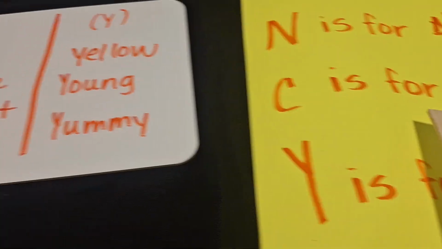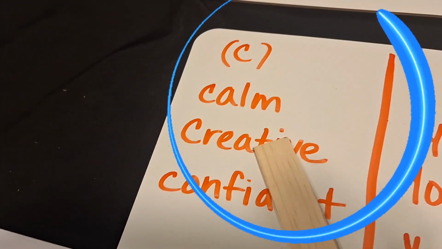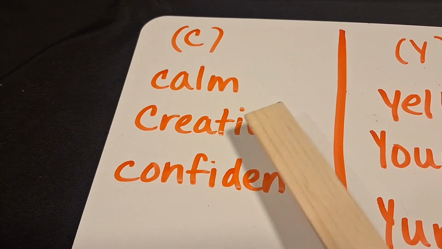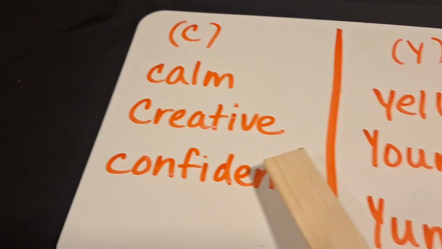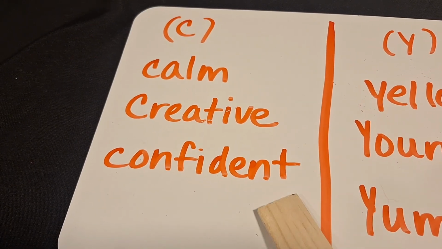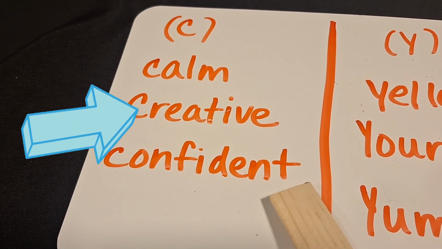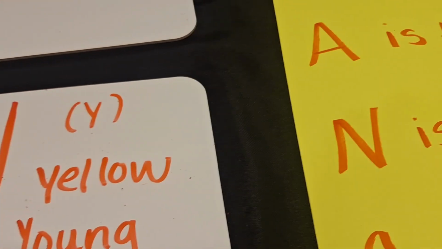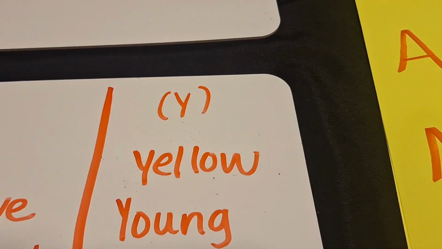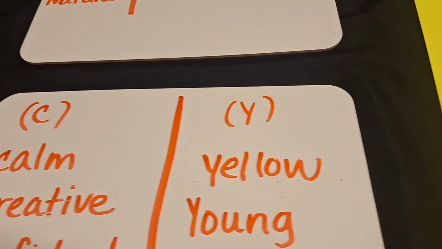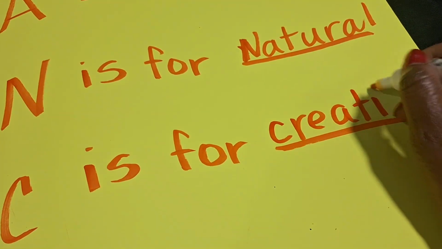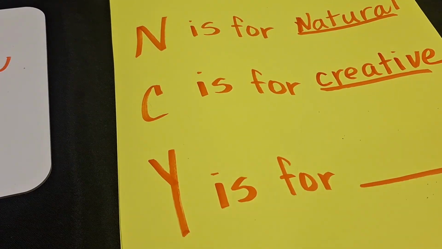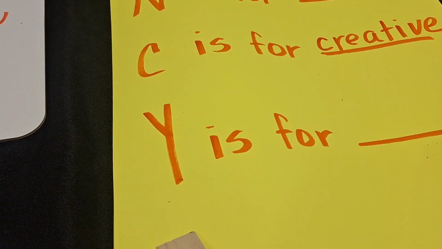C is for, well, here's some adjectives to help describe Miss Nancy. C is for calm, at times that can be, creative all of the time, and confident. So C is for, let's go with what? Creative. Very good. C-R-E-A-T-I-V-E. Creative. And the last letter for our acrostic is Y.